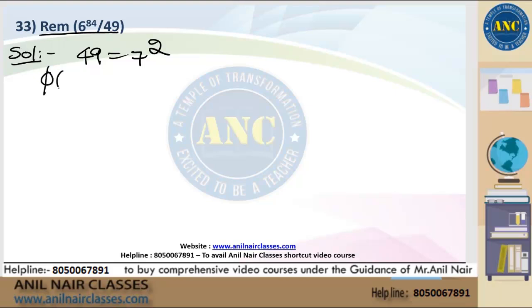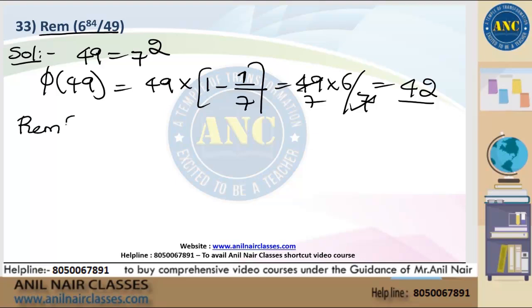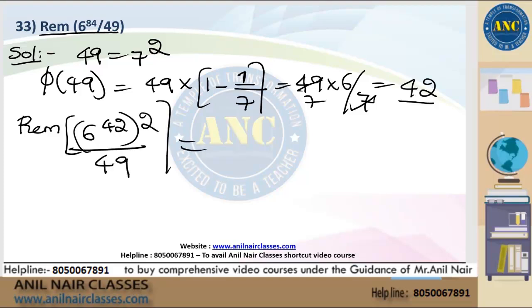49 is a composite number. So you can use Euler's theorem. The totient of 49 is 49 into, out of 7 numbers 1 number is divisible. So it is 1 minus 1 by 7. 49 into 6 by 7. 7 ones are 7. 6 sevens are 42. So this is nothing but 6 power 42 power 2 divided by 49. This is nothing but 1. 1 square is 1. I hope the idea is clear.